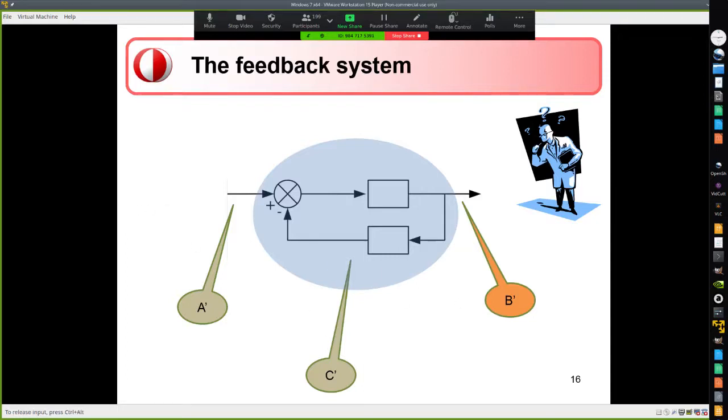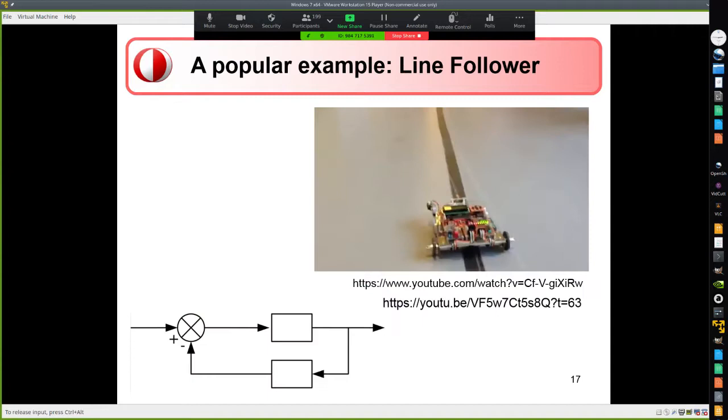So now let me try to show you a number of examples of this concept. Okay. Now I will start with a very popular example, which is the line following robot. Those of you who might have been interested in electromechanical systems from high school or from your earlier years might have tried to build one or have at least seen one.